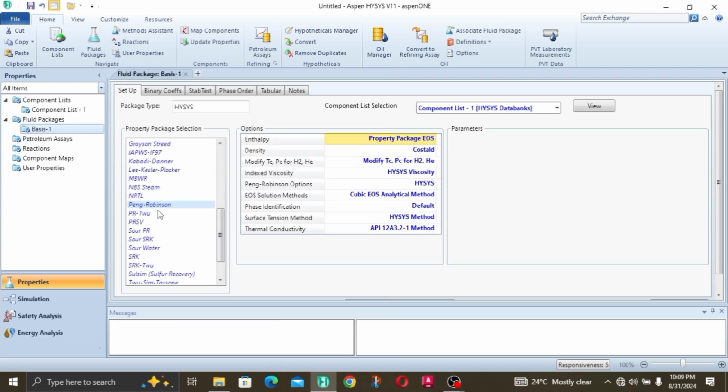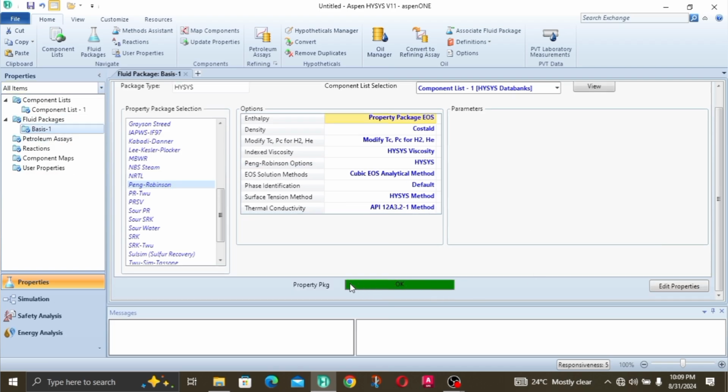Peng-Robinson. Mostly when dealing with hydrocarbons, we tend to stick with Peng-Robinson because it's very versatile and flexible in the whole thermodynamic property thing. So to keep things easy, we'll still stick with Peng-Robinson for this. And with that, we have successfully selected our fluid package. You can see the status down here, so it is okay, green, good to go. After doing these 2 things, you're good to go.